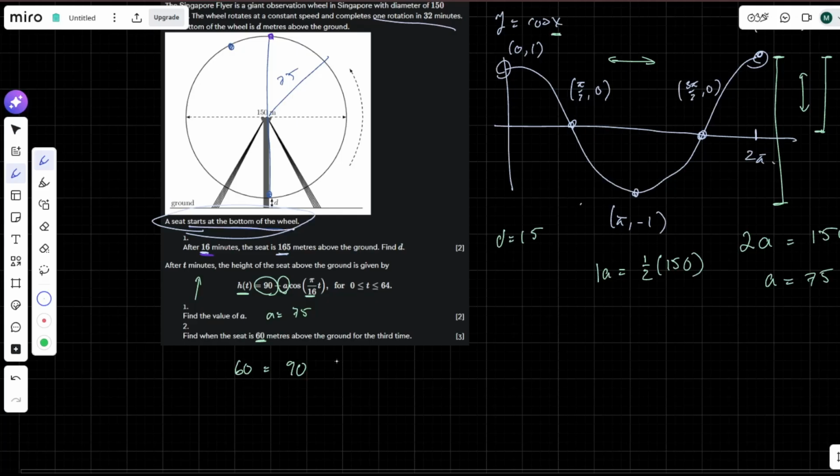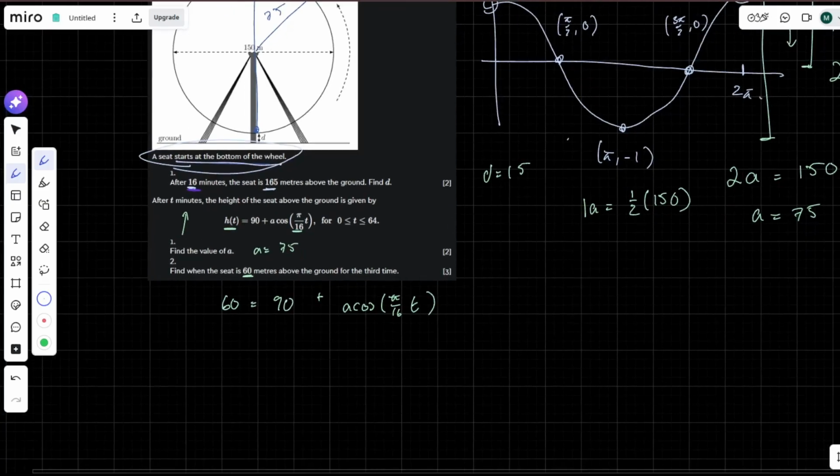If we plug 60 into our function, I'm going to erase some of this so we can see it clearly. So 60 equals 90 plus a cosine pi over 16t. I subtract 90 from both sides, that is negative 30. This is equivalent to a cosine pi over 16t. And we said that a would be 75, so we actually do have this value.